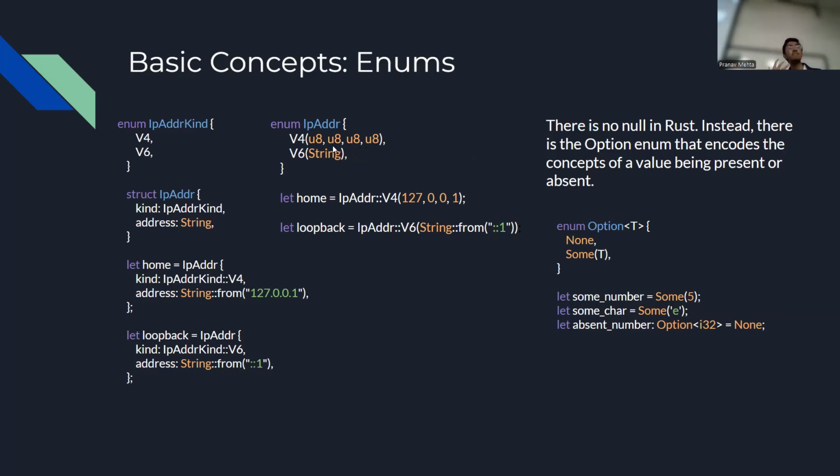So enums are basically as powerful as structs. Here you can have v4 with 4 U8s associated with it, or v6 with a string associated with it. Depending on which variant, you can create an object that is the enum in version 4, or an object that's the enum in version 6. This is a type whose values can either be in this state or in that state, and this can be really powerful.